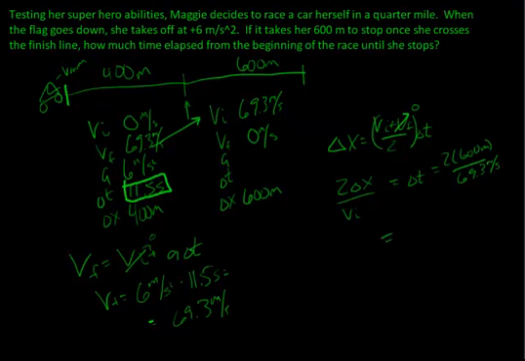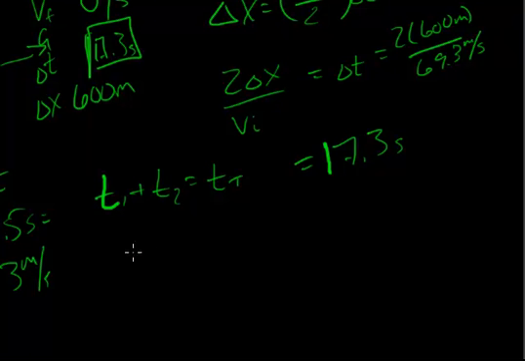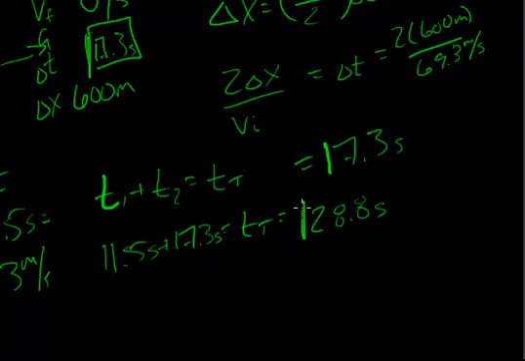All I have to do to get my answer is add these two together. So I'm going to take T1 plus T2 is equal to T total. And it's going to be 11.5 seconds plus 17.3 seconds is equal to time total, which should be equal to, I can do this one in my head, 28.8 seconds. You might have gotten slightly different depending on how you rounded, but that's exactly what the answer is.